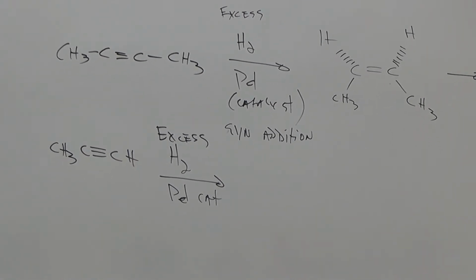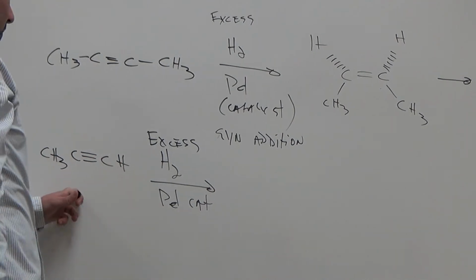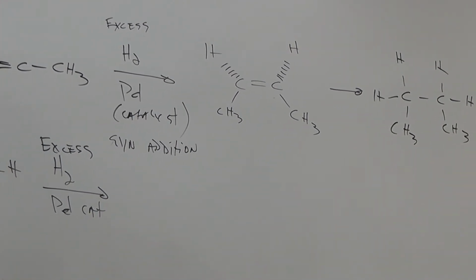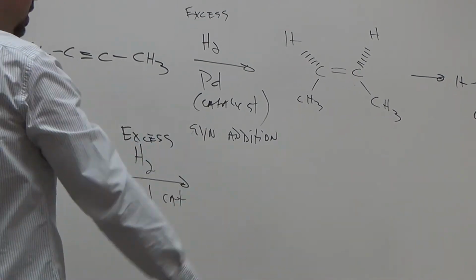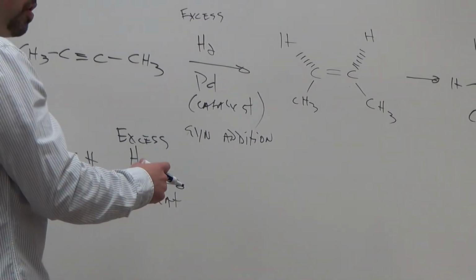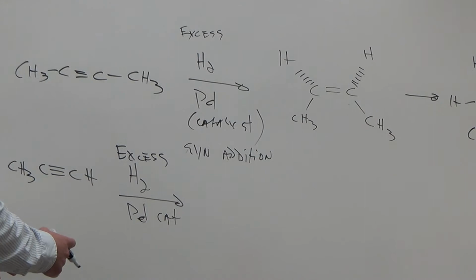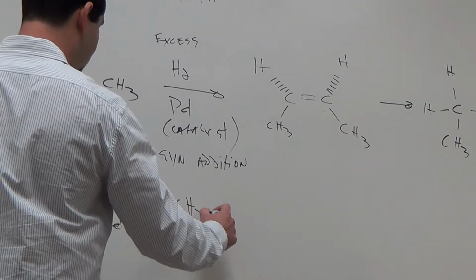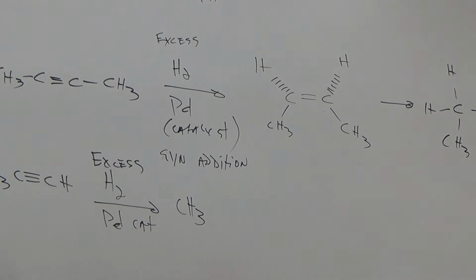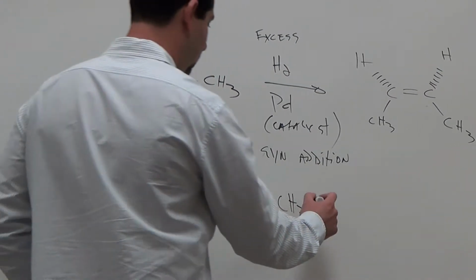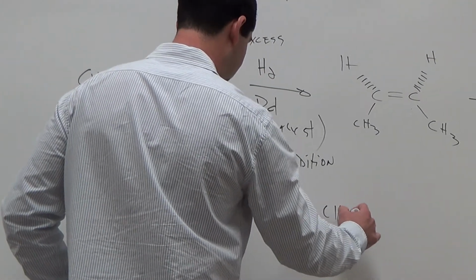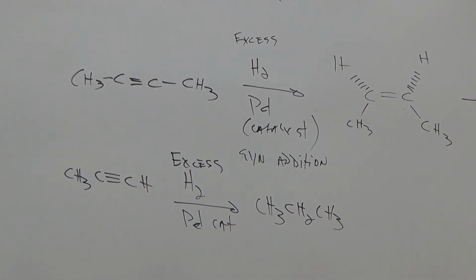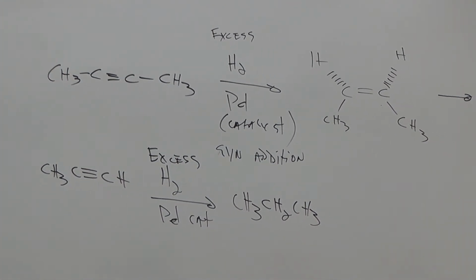What's the product? What's the answer to this? You get an alkene first, with syn addition, and second it is going to be an alkane. I'm just going to write it. How many carbons is this alkane? 3. 1, 2, 3. Okay? Yes? Outstanding.